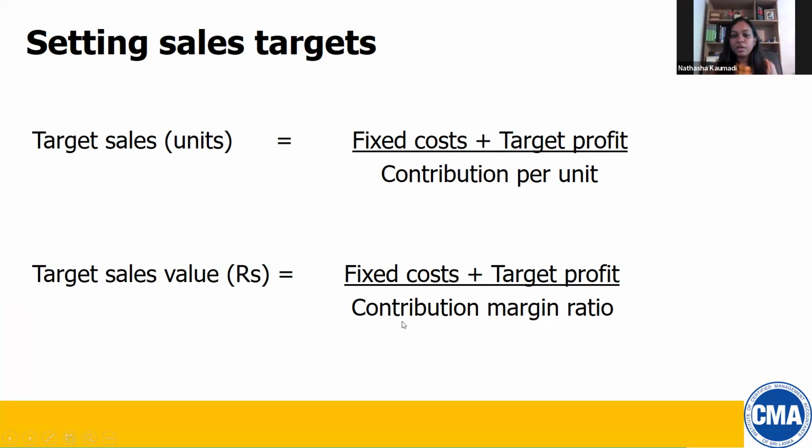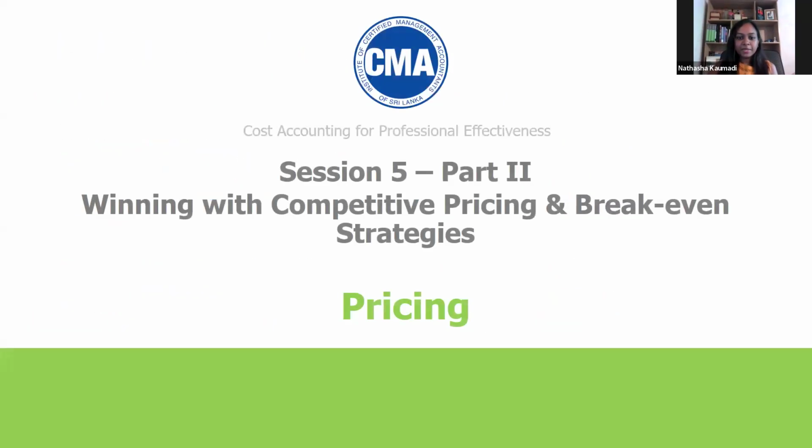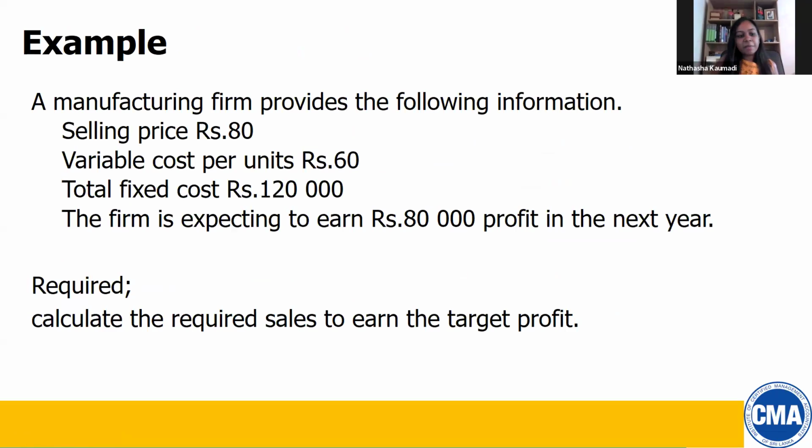This is how you discuss. This is how you use the same break-even point formula for profit planning. Right. Last example, shall we quickly do? A manufacturing firm provides the following information. That is, selling price is 80, variable cost per unit is 60.